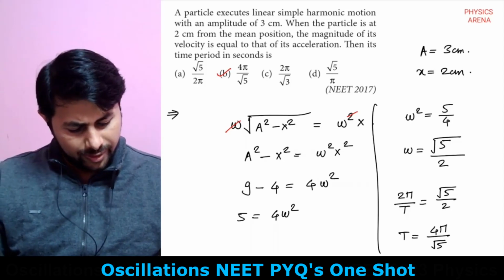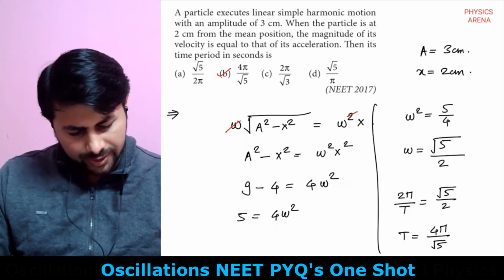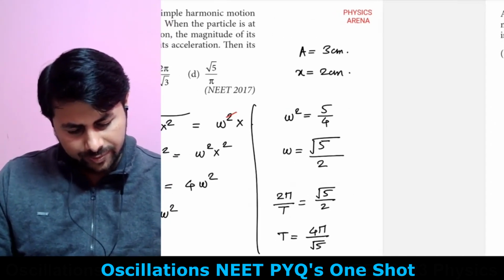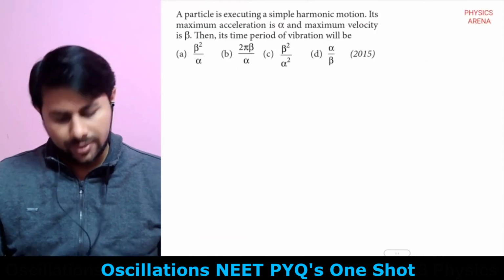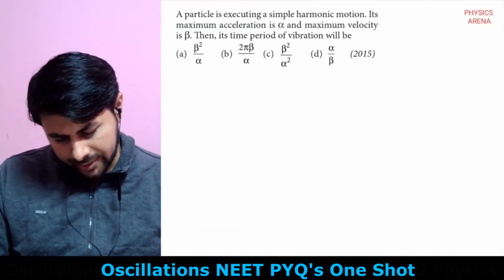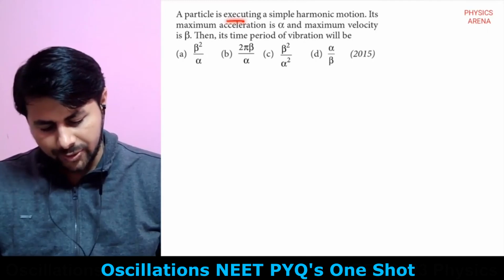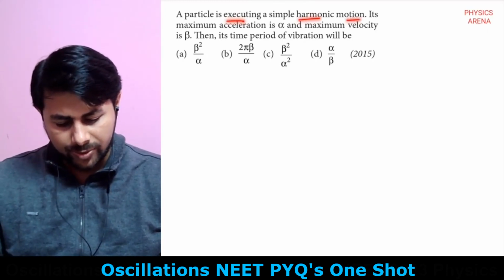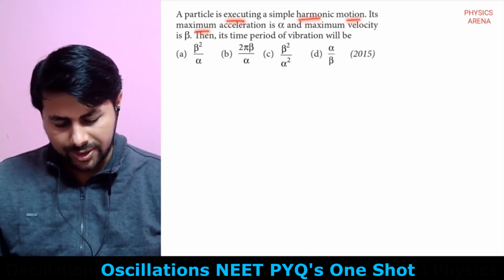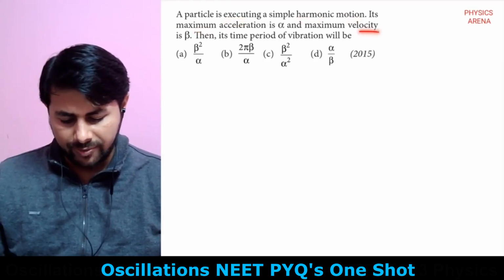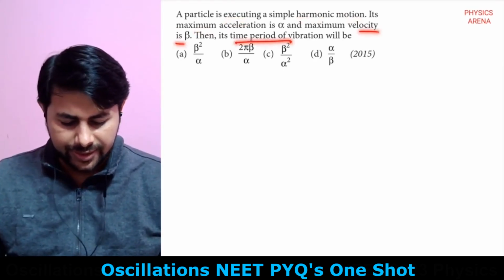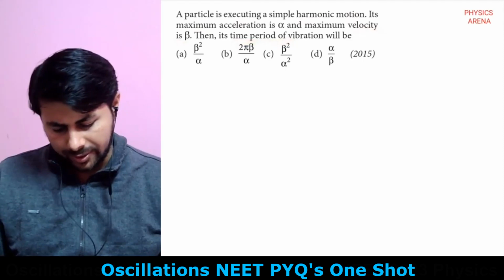Okay, so this is again a simple question. All right, let's discuss this question. A particle is executing a simple harmonic motion. Its maximum acceleration is alpha and maximum velocity is beta. Then its time period of vibration will be.